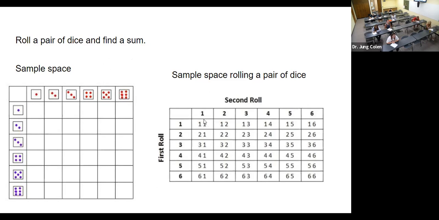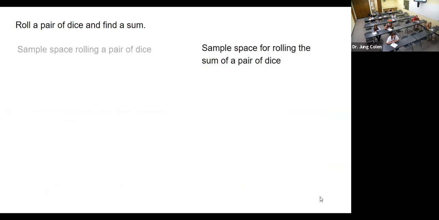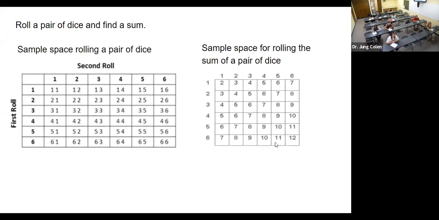So for this one, what's the sum? 2, 3, 4. We are adding these two numbers together, right? So first row is 1, second row is 3. What is the sum? 4. So for this one, the sum is 5, 6, 7, and so on. If you find the sums, it's going to look like this. In each table, you can change the outcomes to the sum, or you can put the sums in parentheses like this.